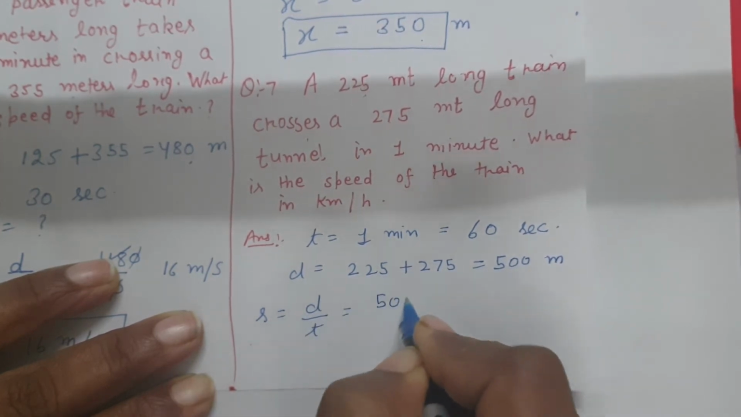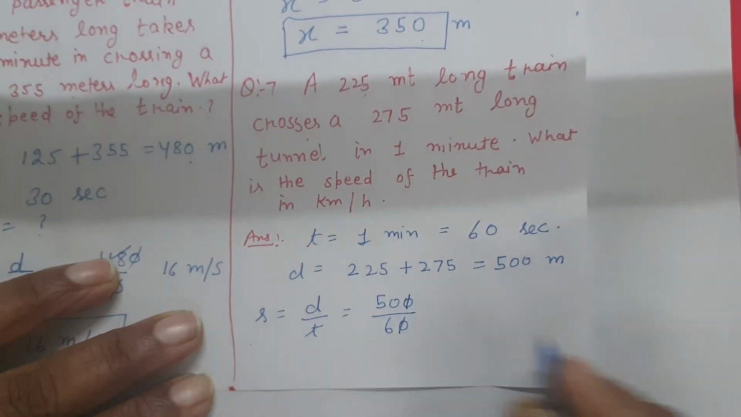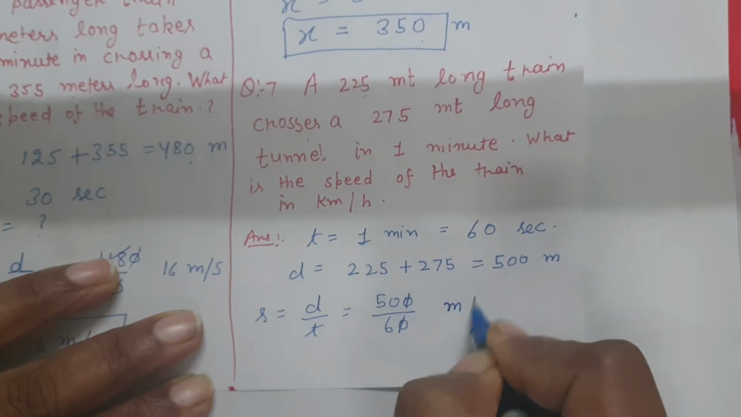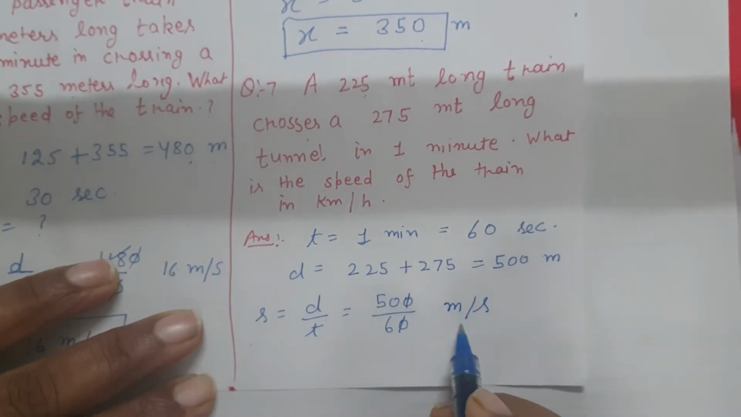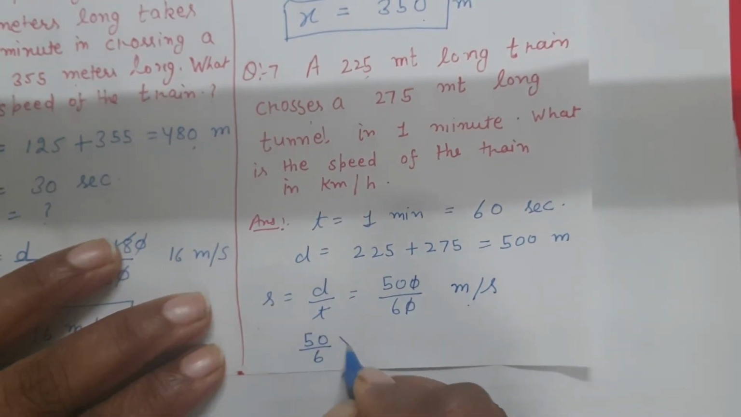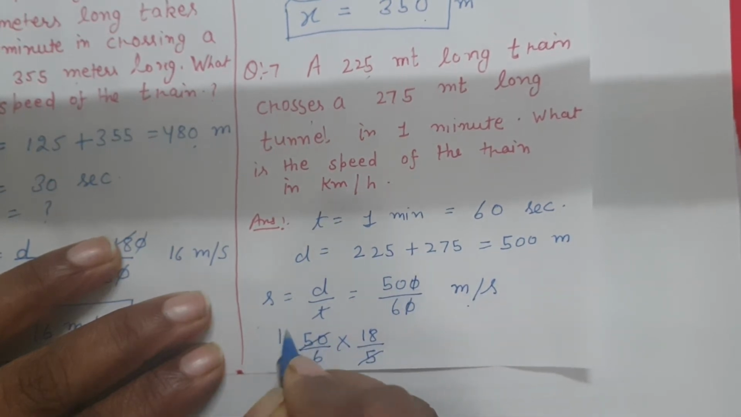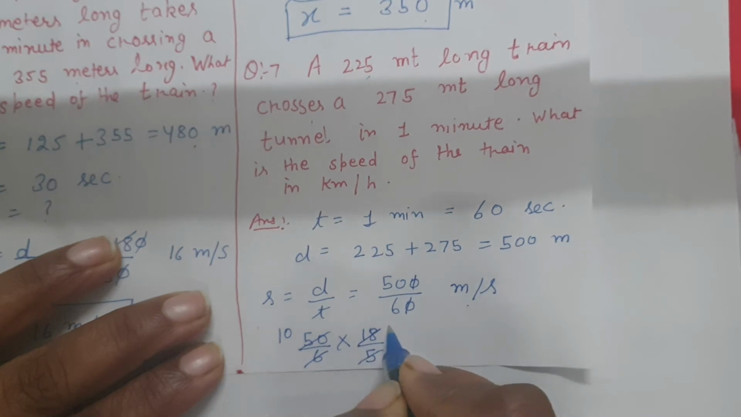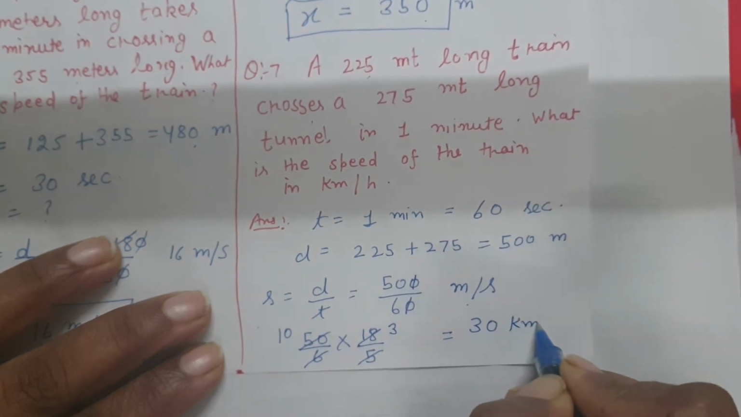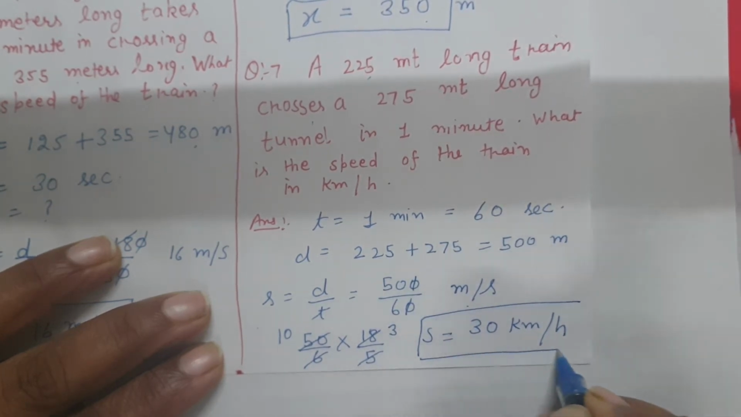So speed is equal to d upon t. So 500 divided by 60, and now the speed is 50 by 6 meters per second. And now we have to convert it to kilometer per hour. So 50 by 6 into 18 upon 5. So 5 tens are 50, 6 threes are 18. So the answer is 30 kilometer per hour. Speed is 30 kilometer per hour.